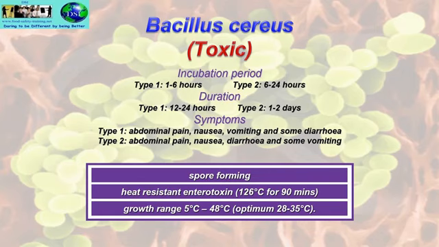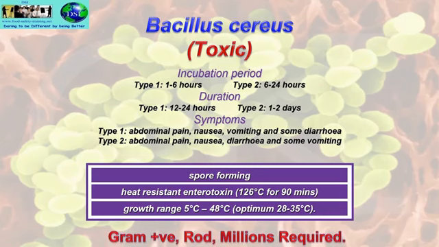Growth range is 5 to 48 degrees C, but the optimum temperature is just under human body temperature again, 28 to 35 degrees C. It's gram-positive. It's a rod-shaped bacterium, and millions are required. And what it is, the millions that as they are growing, they produce a toxin. And it's the toxin that causes a problem more than the actual number of bacteria.